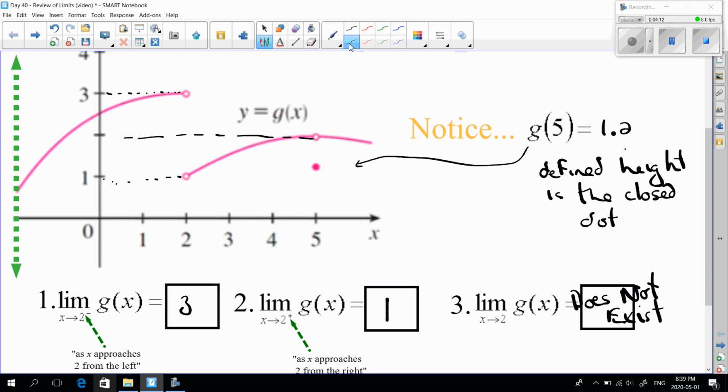Now, if I ask for g at 2, I don't need the straight edge. It's not a limit. I'm looking for the defined height. When I go 2 units to the right, I've got an open dot at 1 and an open dot at 3. There is no closed dot. That means it is undefined. So that's what I'd say: it's undefined when x equals 2, or g at 2 is undefined.